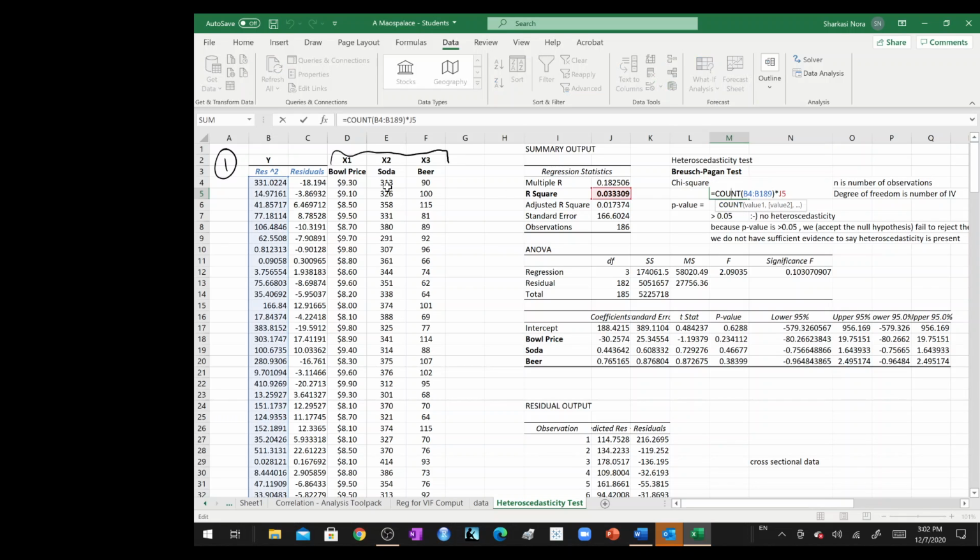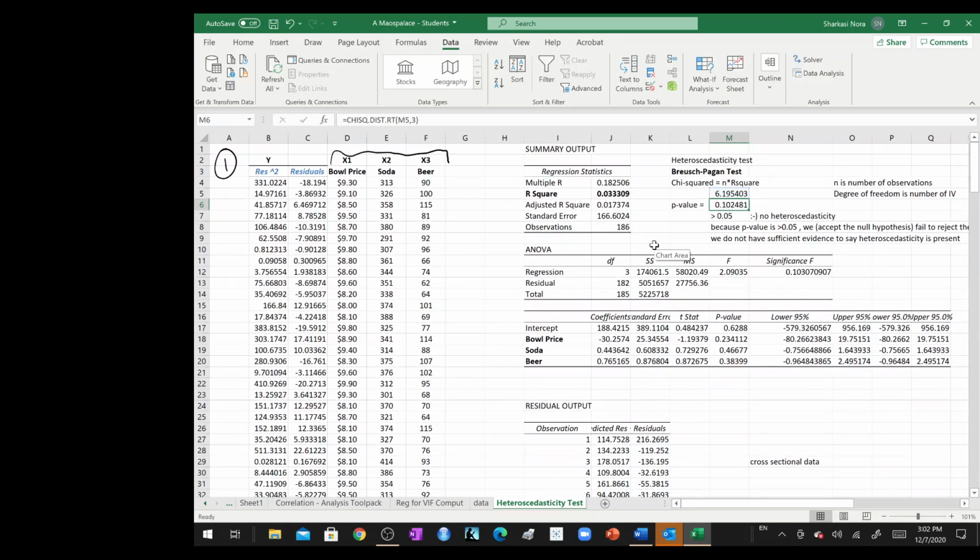Basically, this is count all the way from B4 down to B189 multiplied by the r squared. Now this value, I need to get the p-value. It's like a weight, a coefficient, and I need the p-value for it. For the p-value, guys, on Excel, you need the following function.